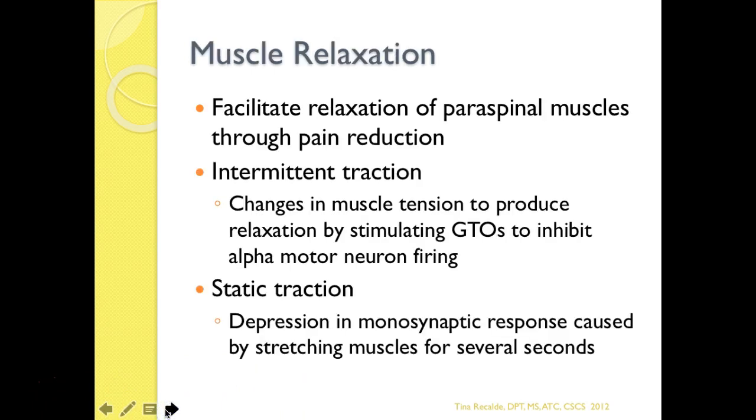You also get muscle relaxation depending on the parameters that you use. This will facilitate relaxation of the paraspinal muscles through pain reduction. With intermittent traction, that change in muscle tension produces relaxation by stimulating the Golgi tendon organs to inhibit alpha motor neuron firing. So you can think of that the same as when we're doing the joint mobilization in our orthopedic class. You're getting those oscillatory responses, and so that's kind of how that works. If we do static traction, we're going to get more of that sustained reaction, so you're going to get a depression of the monosynaptic response caused by the stretching muscles for several seconds, and you also get that reduction in pain.